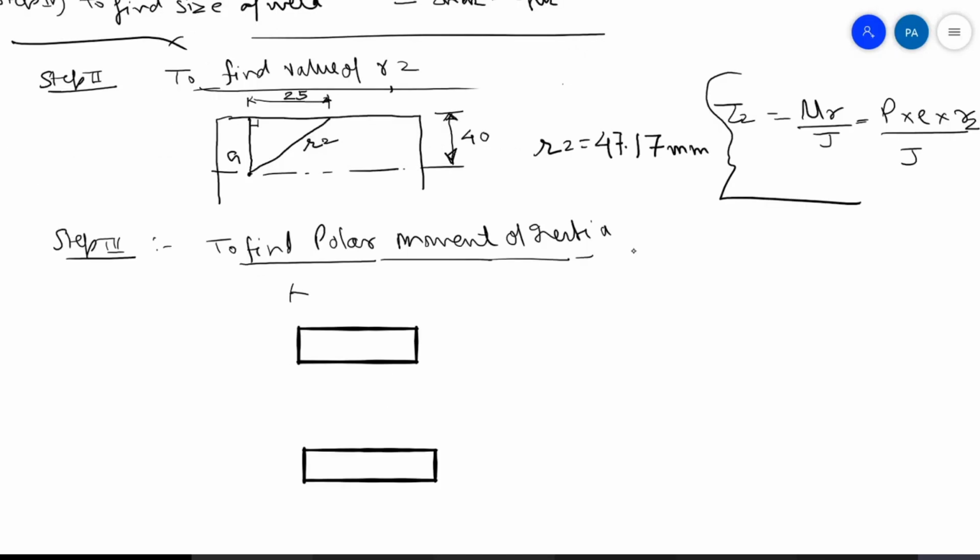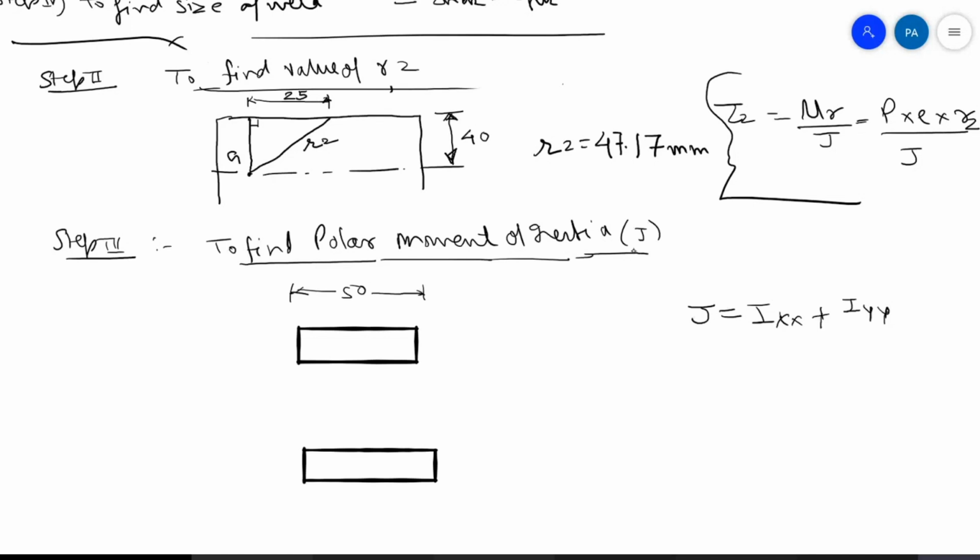This distance is 50. Now this is the important step, to find the polar moment of inertia. The polar moment of inertia is what? J. What is J? Ixx plus Iyy. Any doubt to anyone in this? J is the polar moment of inertia, and how do we find this? This is Ixx plus Iyy.